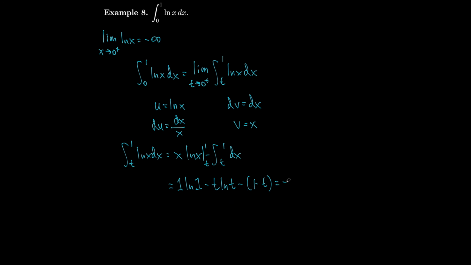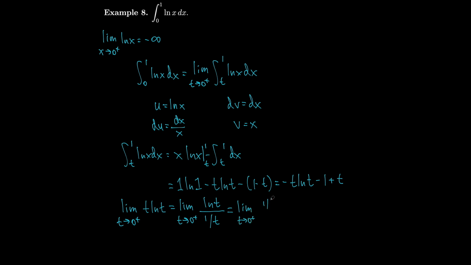Okay, so then we simplify that a little bit. We get minus t ln t, because ln 1 is 0, minus 1 plus t. So our limit as t approaches 0 from the right of t ln t is equal to our limit of ln t over 1 over t. Because now we can use L'Hopital's rule. We basically manufacture a quotient here. So taking the derivative of the top, we get 1 over t. And then taking the derivative of our denominator, we get minus 1 over t squared. So that's nice because that cancels and leaves us with minus t. So that limit is just 0, because now we can plug in 0.